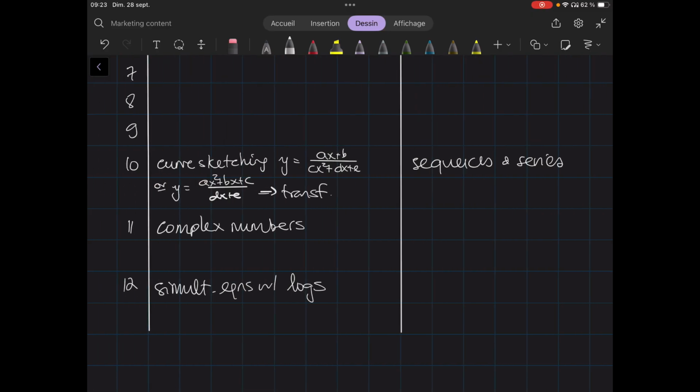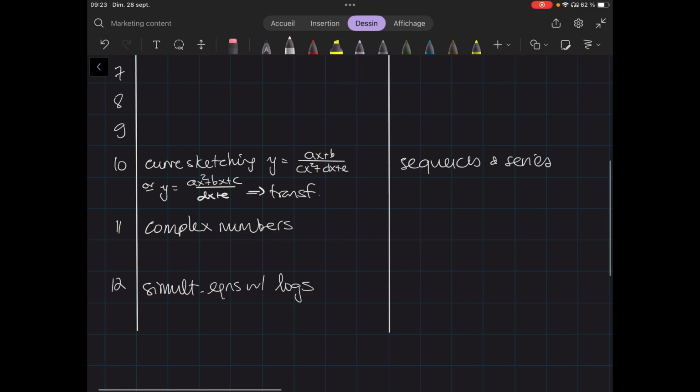11 can be, I'm thinking of using a vectors question.